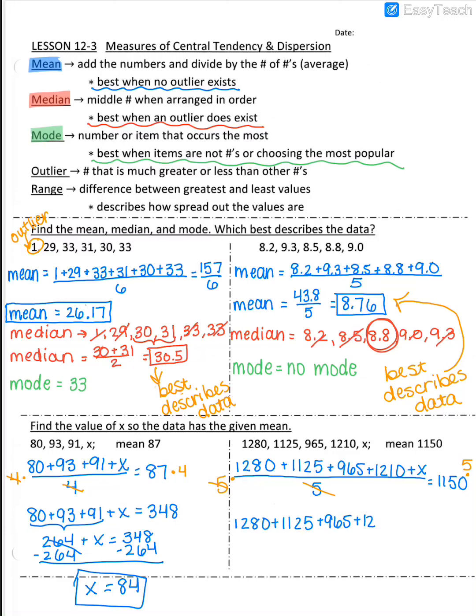All right, so one thing that I do want to mention is that you could go ahead and add those numbers together all in this step, whenever you're multiplying the other side times that number. You don't have to do it as two separate steps. I'm just trying to keep it consistent with the way that we did the last problem. So now I'm going to go back, at least in my case, and add the rest of those together. So 1280 plus 1125 plus 965 plus 1210. And that gives me 4,580 plus x equals 5,750.